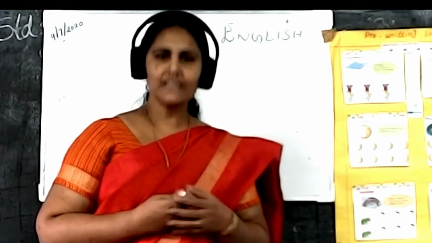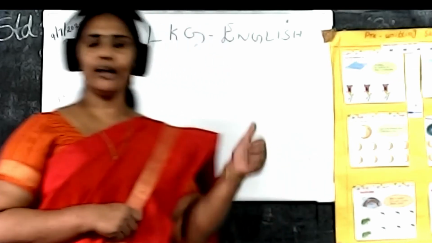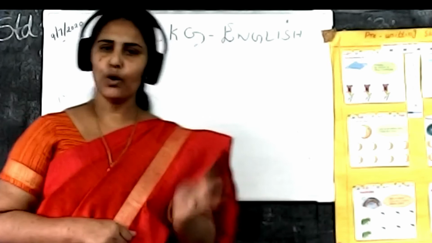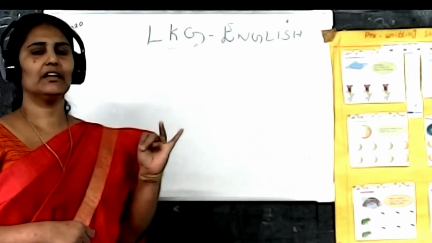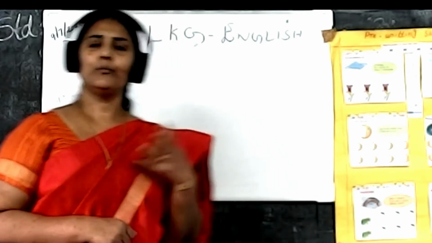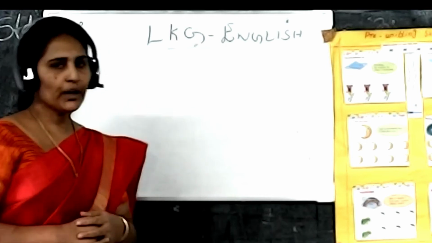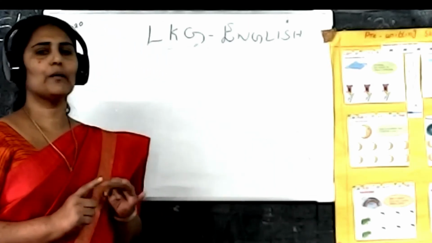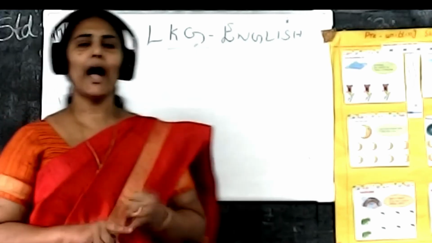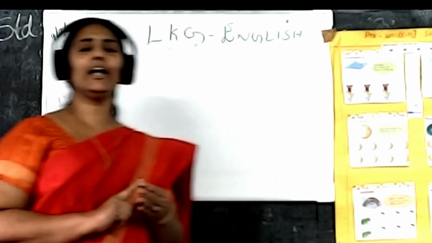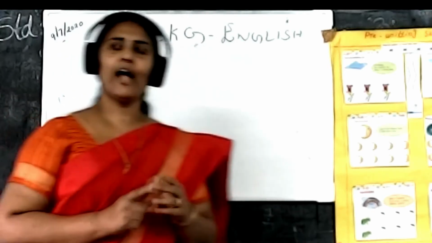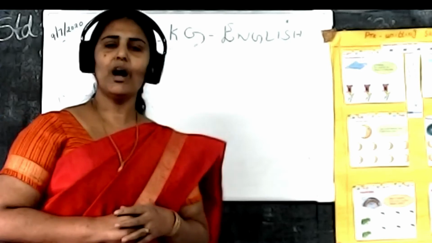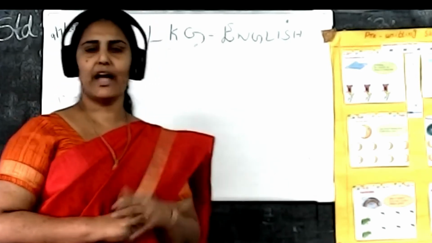Okay. Next, I ask a question. What are the objects in the classroom? Okay, first one, blackboard, chalk, pen, pencil, eraser, book, bag, chart, then calendar, and chair, table, etc. Okay, once again, I say, what are the objects in the classroom? Blackboard, chalk, pen, pencil, book, bag, table, chair, chart, calendar, and photo.